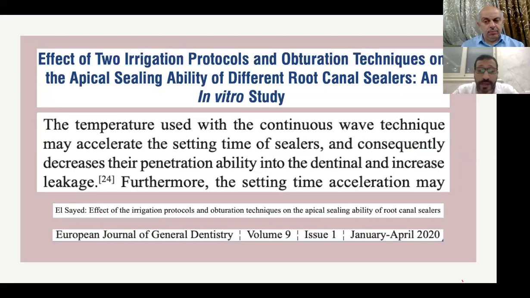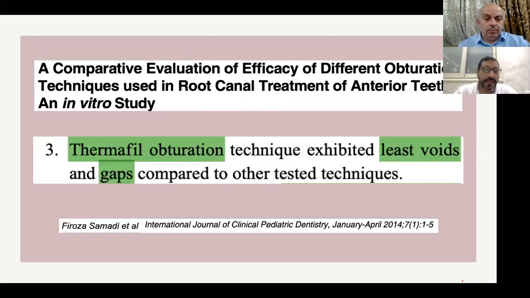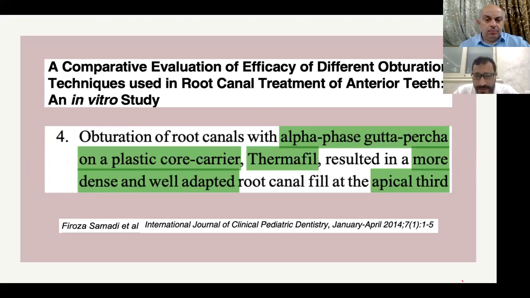And this is a very critical issue regarding using the warm vertical compaction technique with bioceramic sealer, due to premature setting of the sealer. Recent publications say we don't need to completely dry the root canal system when using a bioceramic sealer, to avoid premature setting of the sealer. And when using thermoplasticized obturation, for example, we have the least voids and gaps, as found in the publications. Also with alpha phase gutta-percha on a plastic core carrier, we found a more dense and well-adapted apical filling. So the least effective is single cone, followed by lateral compaction technique, while the best is to use heated gutta-percha techniques.